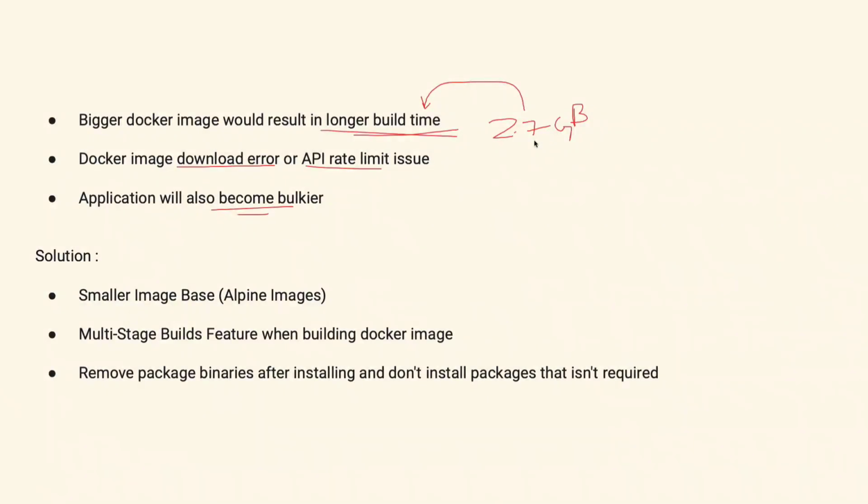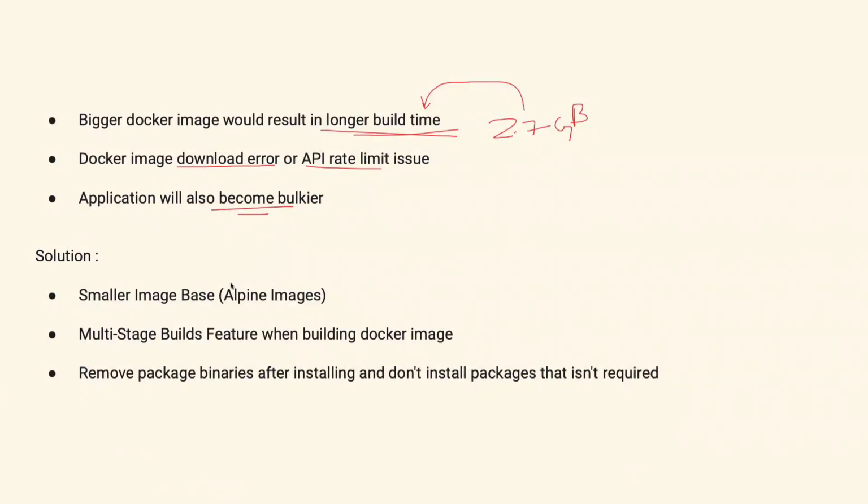Okay, so as I shared with you earlier, this might be a very simple application. Let's say it's a Python Flask application. This doesn't need to be 2.5. If this is a simple Flask application, it doesn't need to be 2.7 GB at all. So what is the solution to reduce any Docker image size?